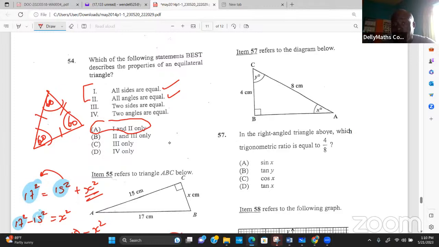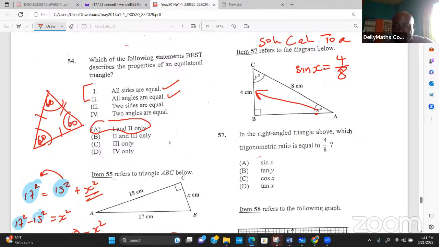Remember now it's a right angle, so I'm going to write SOH CAH TOA. I'll stand here and see which one. I'm going to write them down, and then I look if the answer is there. The sine of x is opposite over hypotenuse, which is 4 over 8. That's the sine of x.